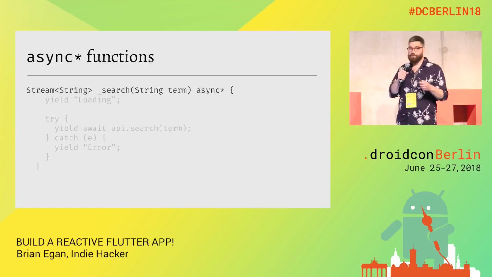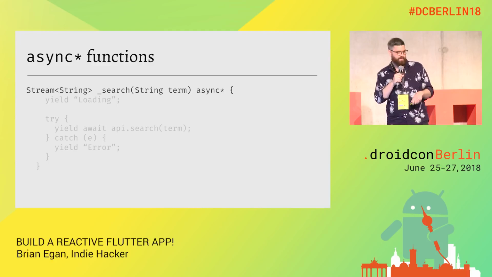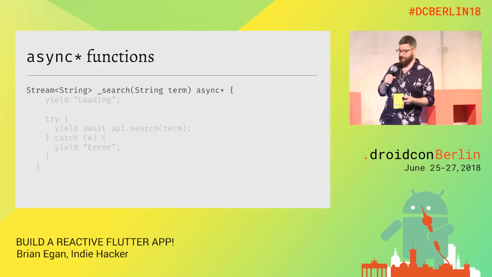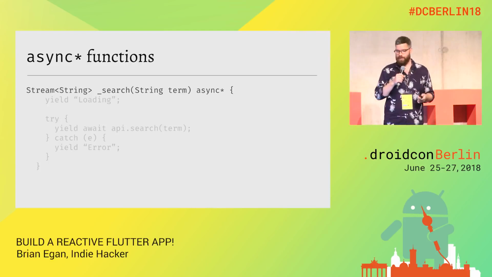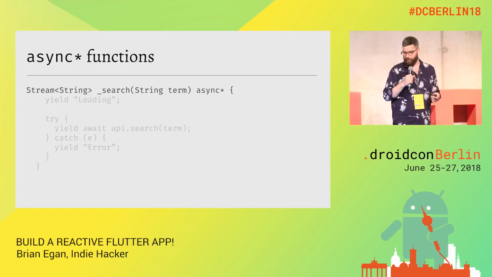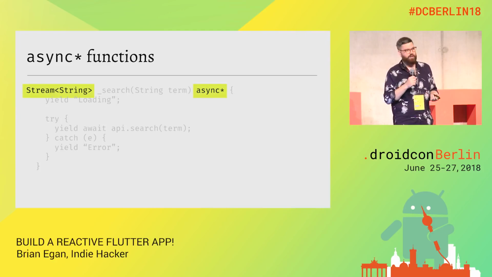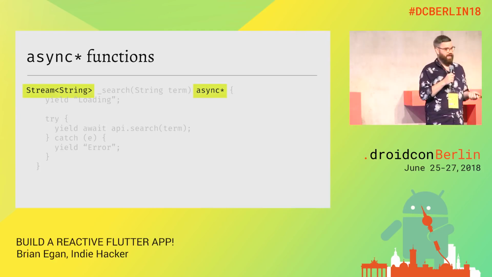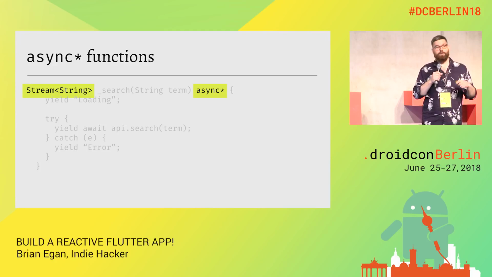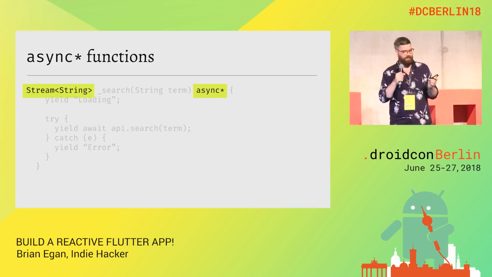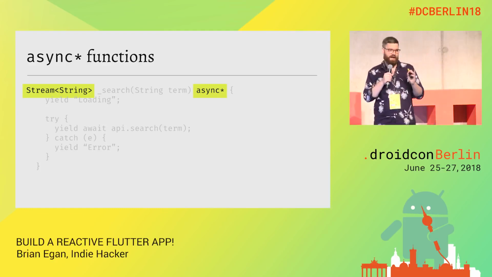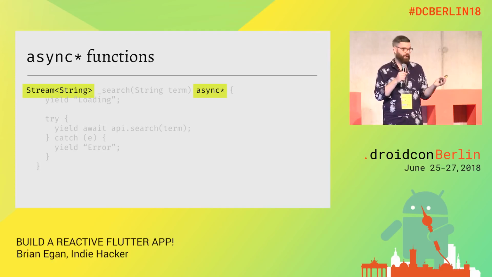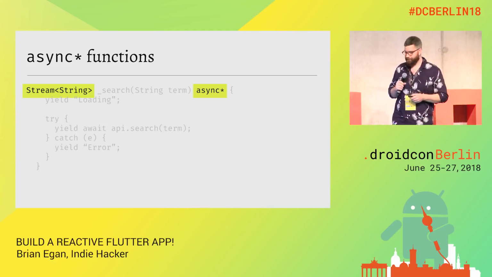The other cool thing, as I said, is you get language level support for streams in Dart, and I think this is a really interesting pattern. In this case, we've got a function called search, and it takes in the search term in the form of a string. We're going to mark this function as an async star function, which means we're required to return some type of stream. I'm going to make the example really silly and say we're returning a string, but you could imagine returning more complex or more interesting objects from this type of function.